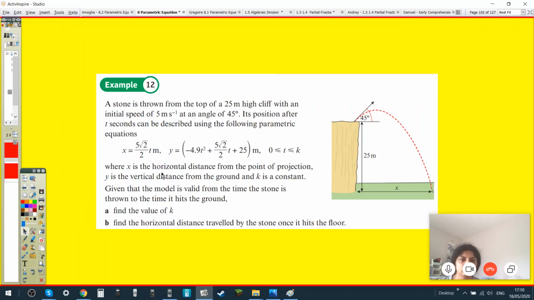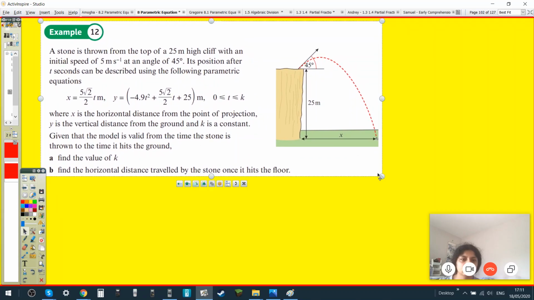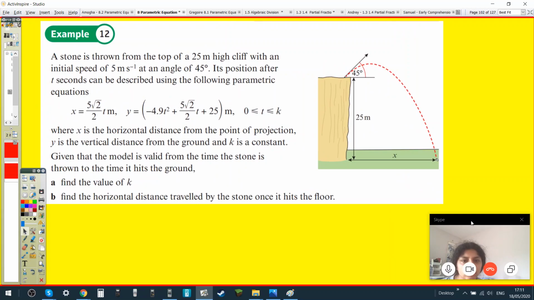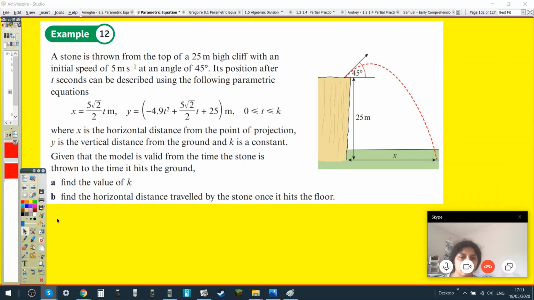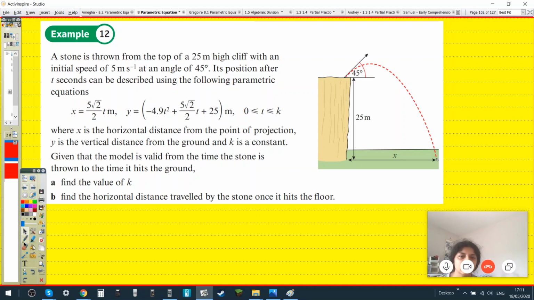Oh, here we go. Right, what does this do? Okay, so K is like the upper limit, so you have to find when the stone hits the ground. So you just have to solve the quadratic equation for y and find when it equals 0. So it's when y is equal to 0? Yeah.